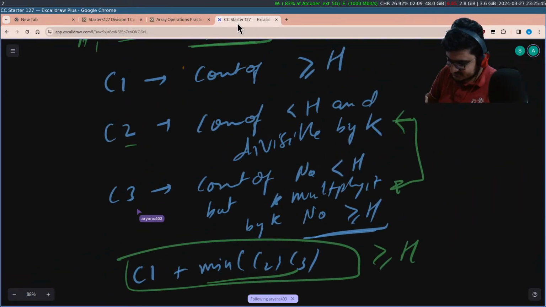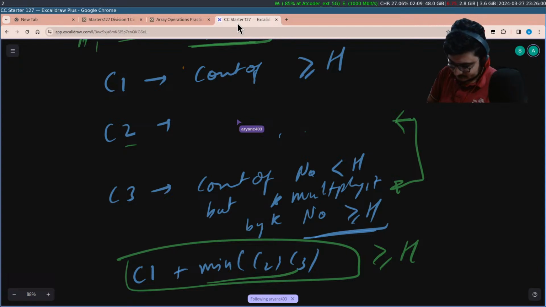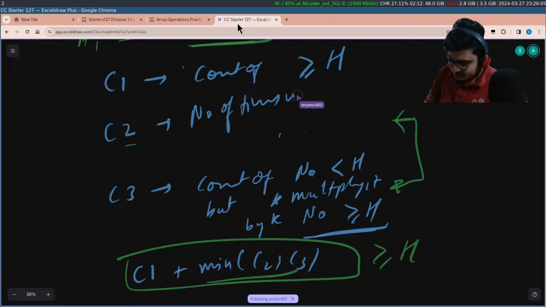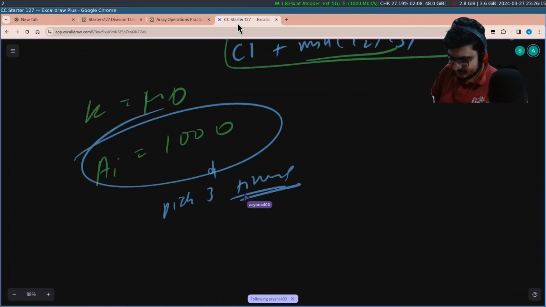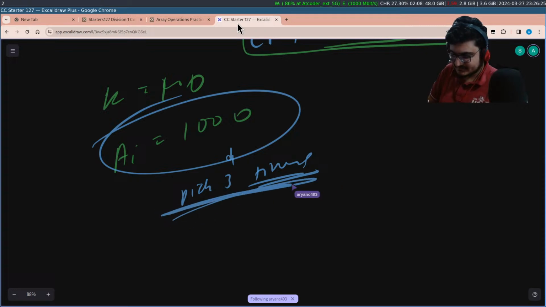So now instead of just counting the numbers less than h, we should count how many times we can divide by k for numbers less than or equal to h. So the idea is if I can divide 1000 and k is 10, I will add +3 here instead of just +1 which I was doing here.